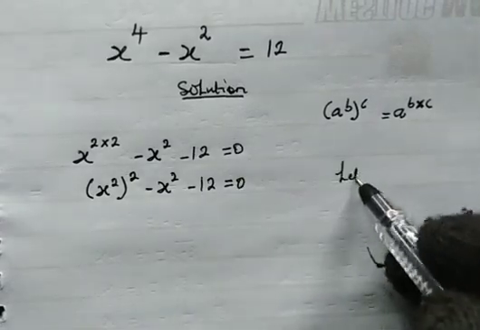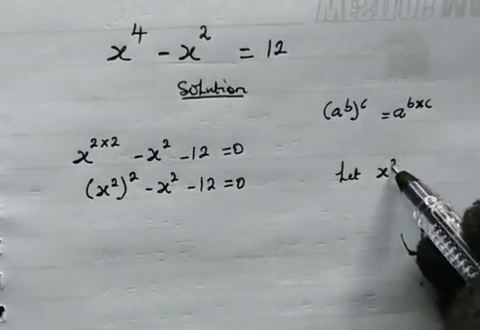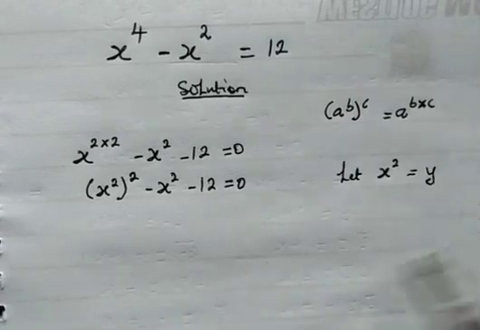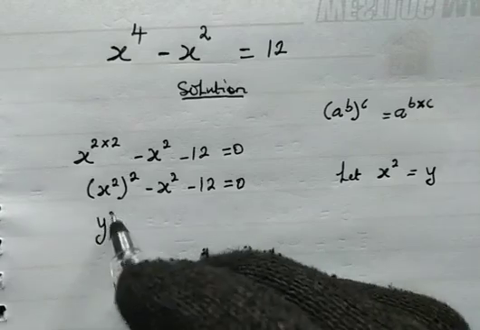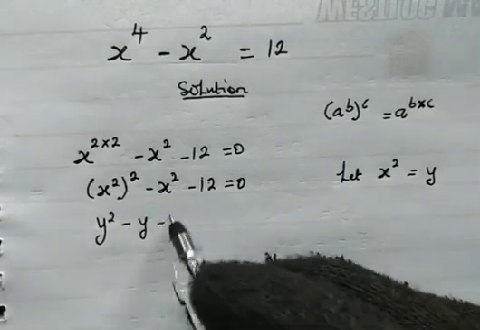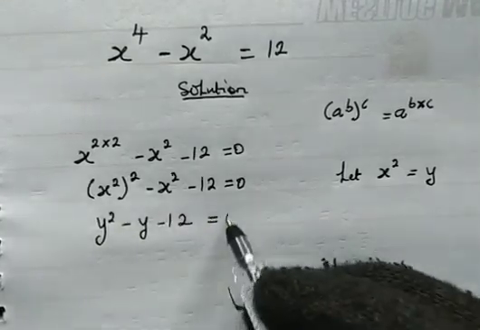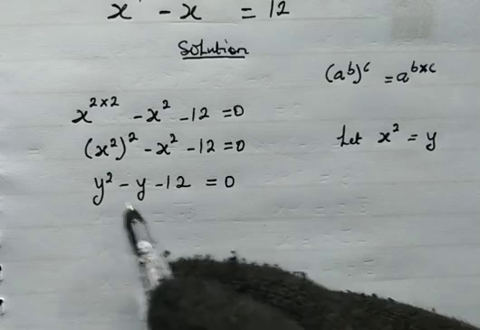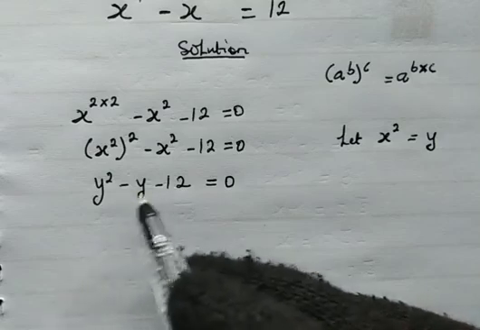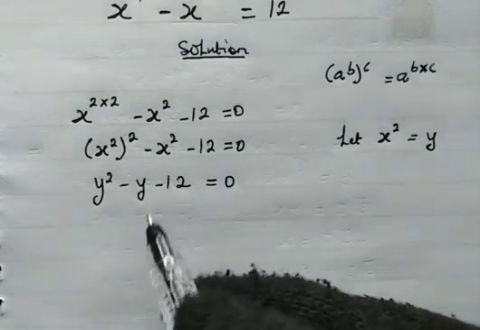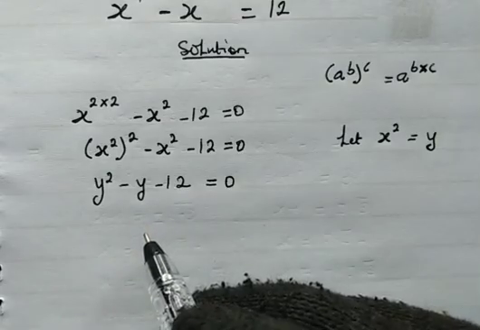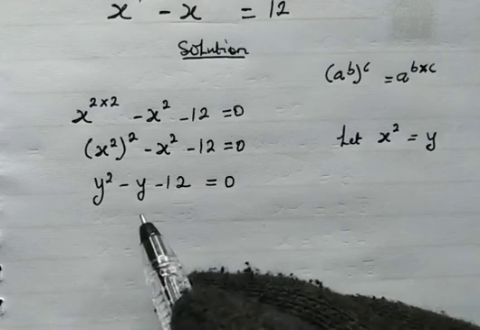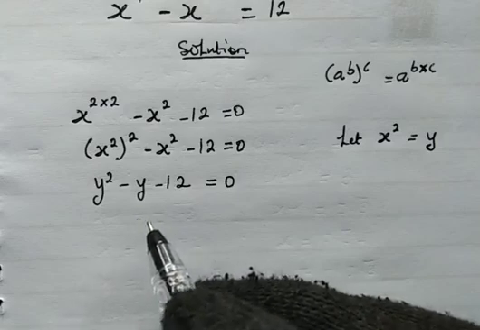So from here we're going to make a substitution. We're going to let x squared equal y. So from here we get y squared minus y minus 12, which is equal to 0. So at this point, we need to factorize or solve this equation by the factorization method, right? So how are we going to factorize this?